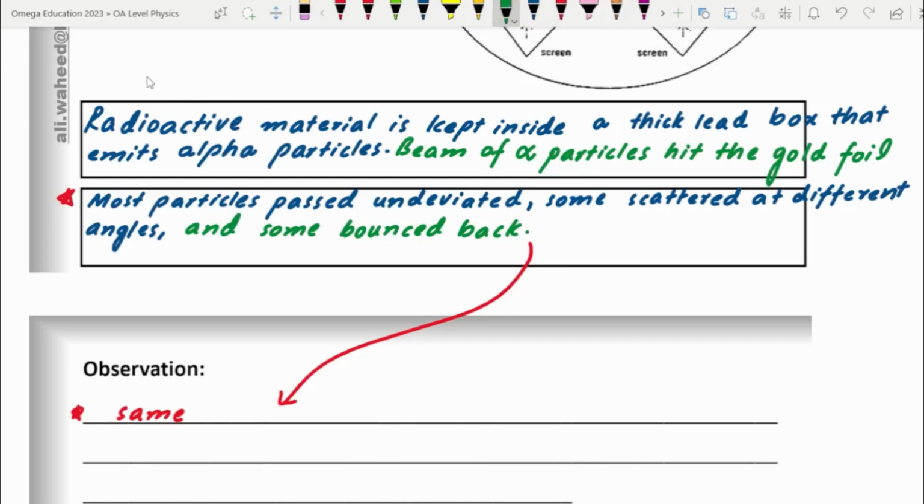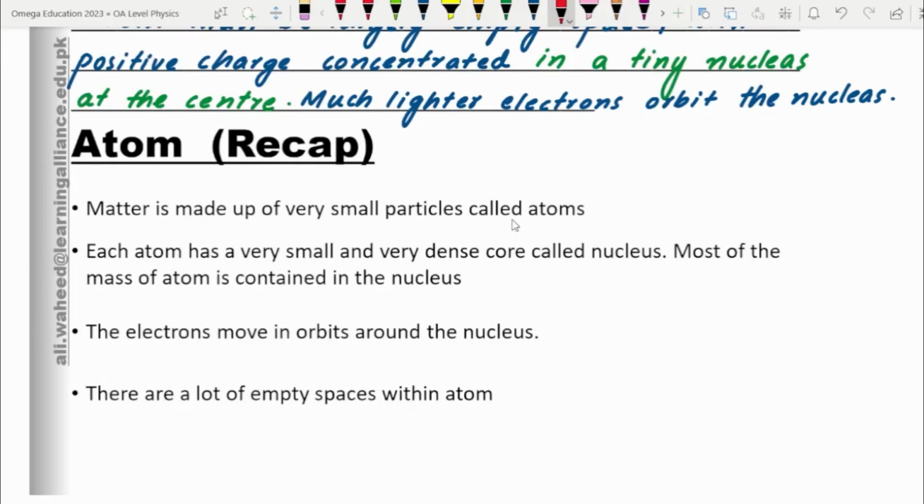All of it happens in a vacuum chamber. Just a recap: matter is made up of small particles called atoms. The atoms have a very small, very dense core called the nucleus, and most of the mass of the atom is contained in the nucleus. And as a matter of fact, most of the atom is basically empty space.